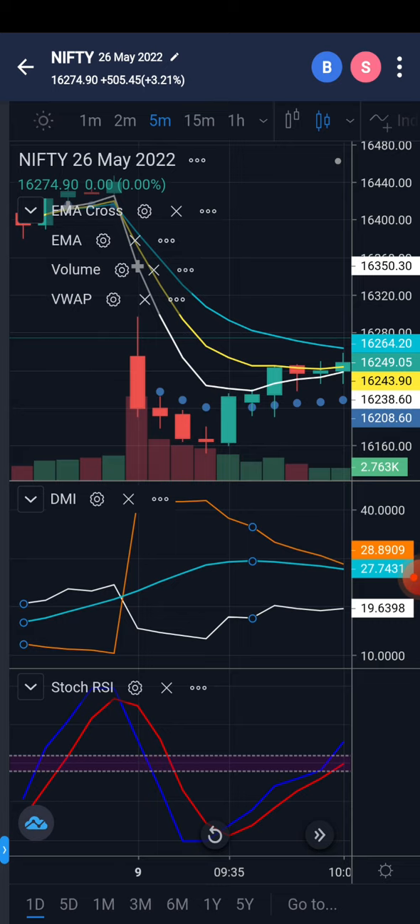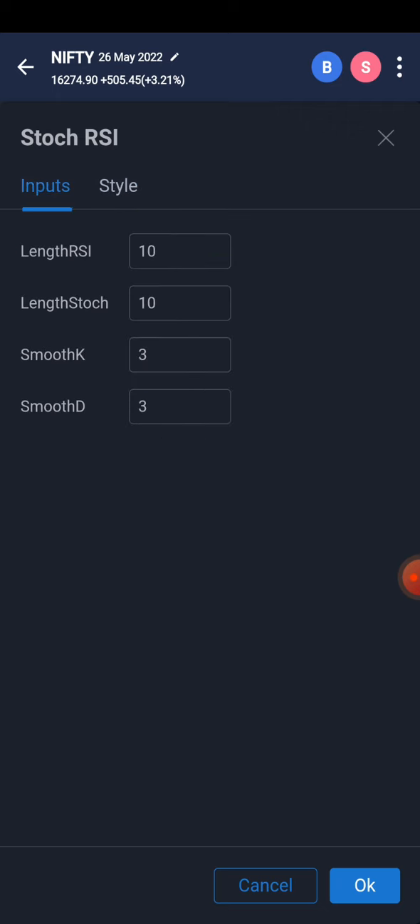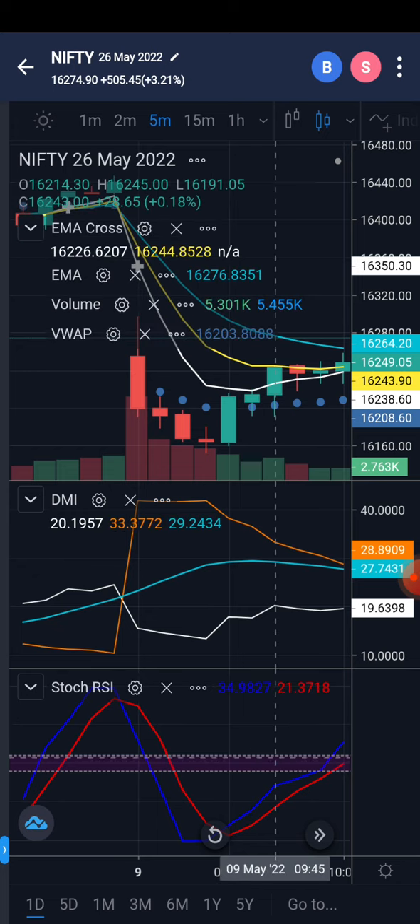Then stochastic RSI, I have kept the input as 10 10 3 3. I searched on the internet and found that instead of 14, 10 gives the best result. I backtested with this and found the result. So this is the setting.